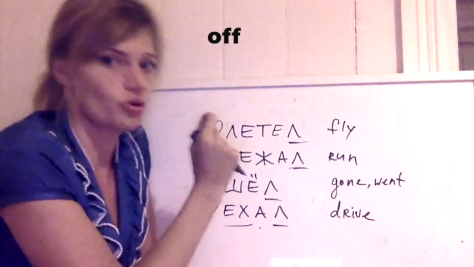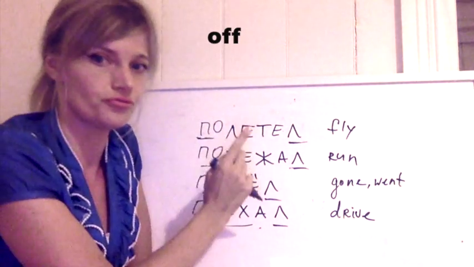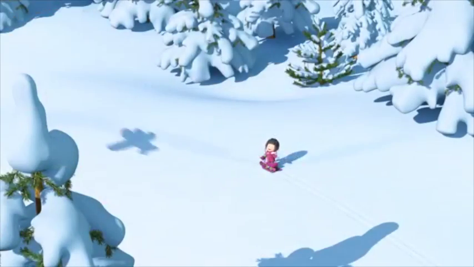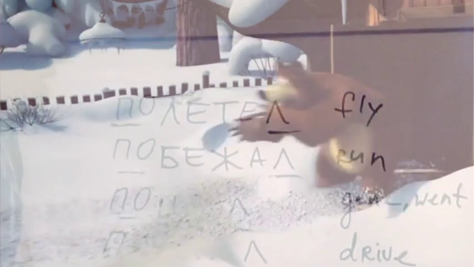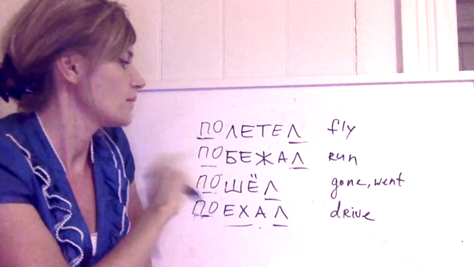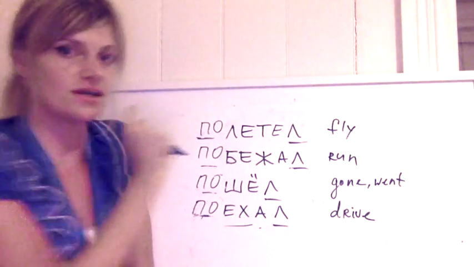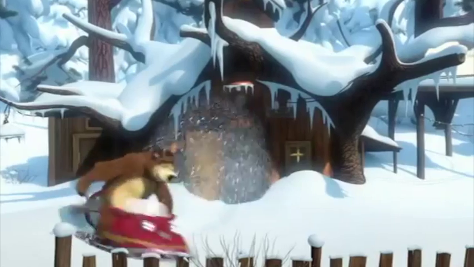Something that started the process, started that move. Полетел, he went flying. Побежал, he went running, something that started the process. Поехал, he went driving.